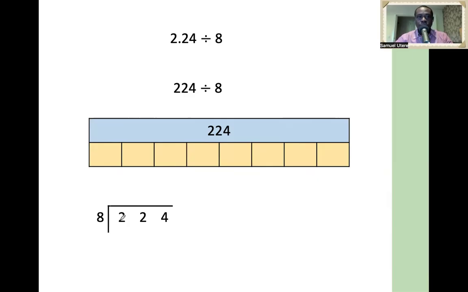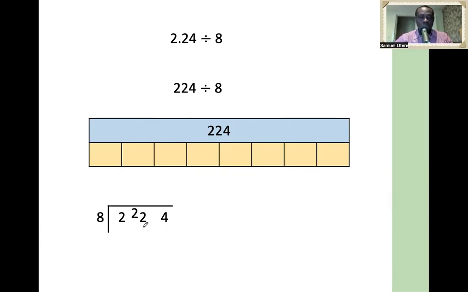I'm not going to be talking about the exchange that we have done, for example, here, how we've exchanged 200s to give us 20 tenths plus the 2 that was here, which gives us 22 tenths. I'm not going to be saying that. By now you should know why we're doing what we're doing. So we'll just follow the process. We cannot divide 2 by 8. So we'll shift the 2.